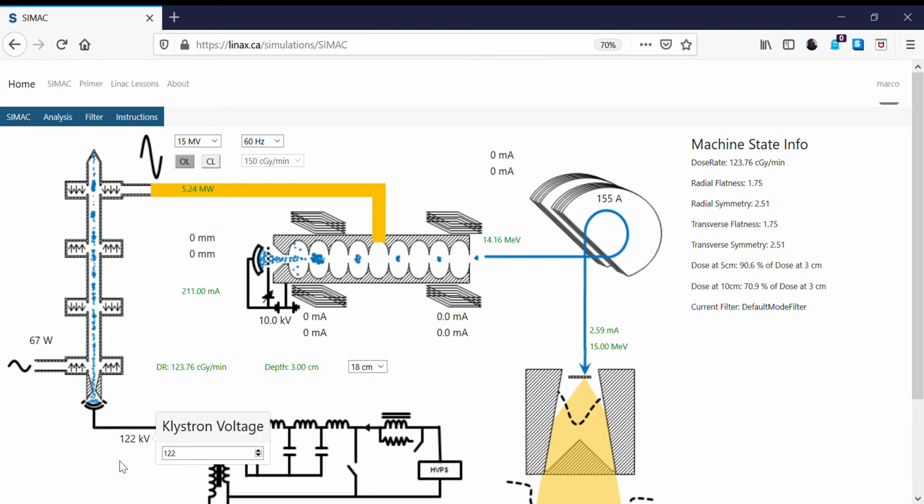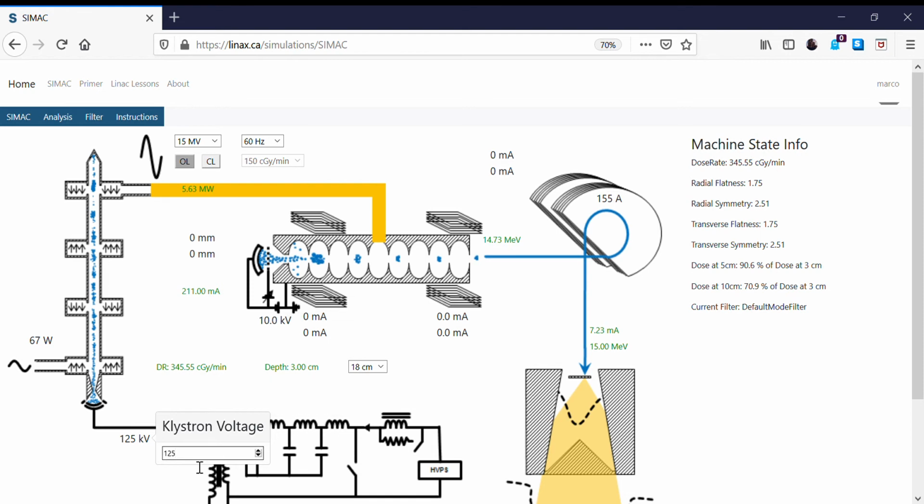I'm now going to increase again. Let's go to 123. Now we're going up to 204 centigray per minute. Our energy has increased quite a bit, 14.3 MeV, which is closer to our 15, and which gives us a higher dose rate. Now let's go to 124 for the Klystron pulse voltage. Now we're at 284, 14.55 MeV, which is getting closer to 15. Let's go to now 125, which is our starting point. So we get back to our original starting point. We have a 14.73 MeV electron beam from the accelerator.